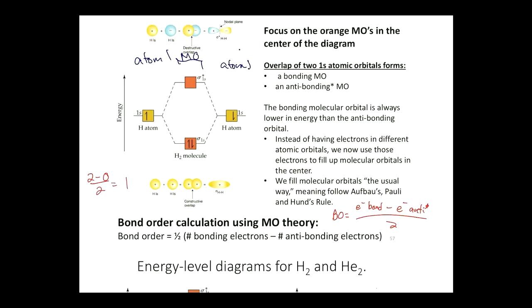What kind of bond is that? A bond order of 1 is a single bond. Is that consistent with the Lewis structure? Yes, it is. So MO theory is the strongest of all the theories. It's the hardest, but it's consistent with everything. Okay, so let's keep going.